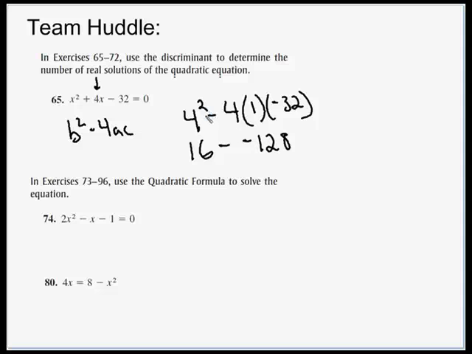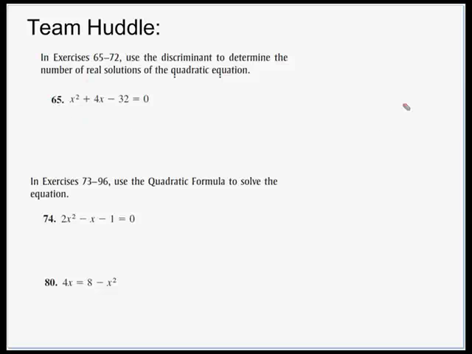And we are minusing a negative. This is our subtract sign, and this is a negative 128, so we add the opposite. And we don't even really need to add that. Remember, we're only worried about the sign. That is definitely going to be a positive answer, and positive discriminants mean two real solutions.